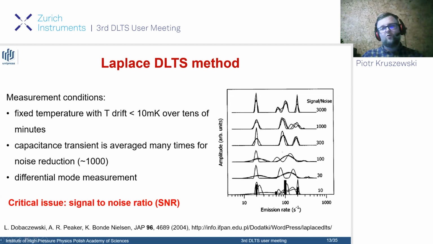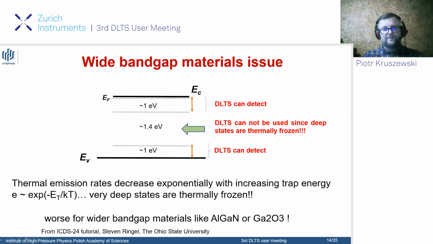If you have two emission rates which differ by a factor of 10, this is nothing for Laplace DLTS. You can average it immediately and obtain the result. However, if the emission rates are around 2 or 3, and there is a big difference in the amplitudes of both signals, then it's tricky. However, it can be done after many averagings.